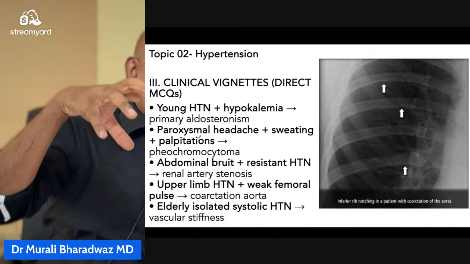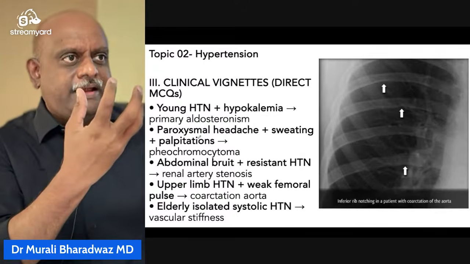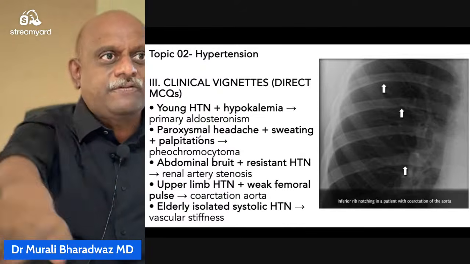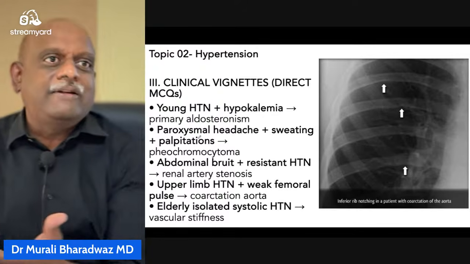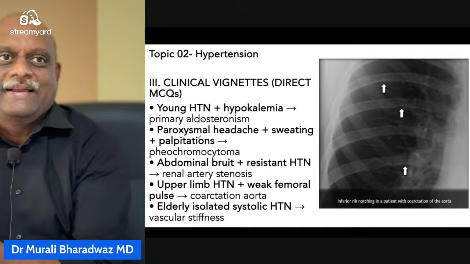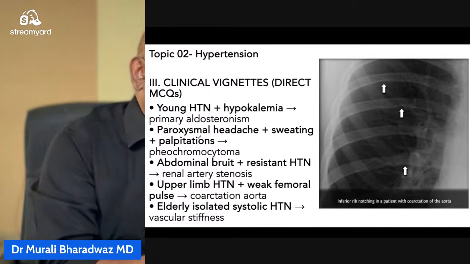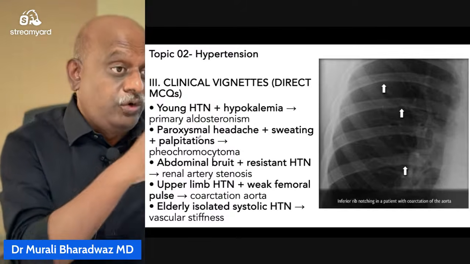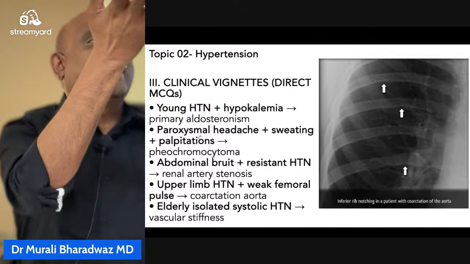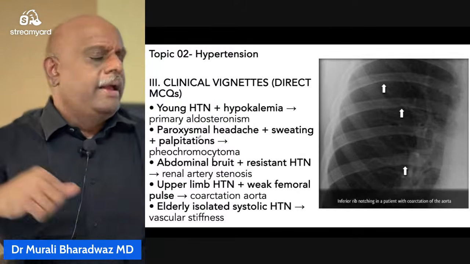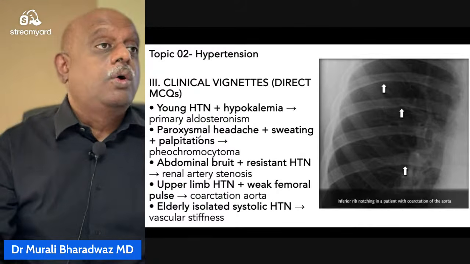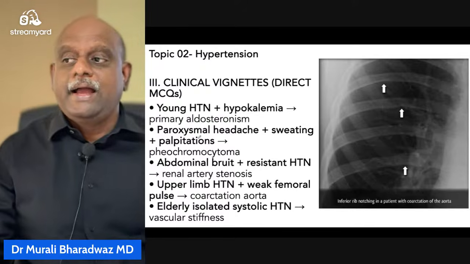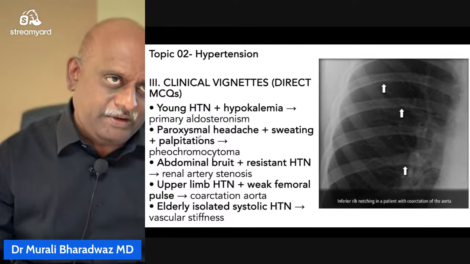In Conn's syndrome, when the aldosterone level is increased, aldosterone leads to retention of sodium and loss of K plus into urine, leading to development of hypokalemia. And the retained sodium leads to vasoconstriction, fluid retention, leading to hypertension. So, any young hypertensive who has hypokalemia equals primary aldosteronism, is what you need to remember.